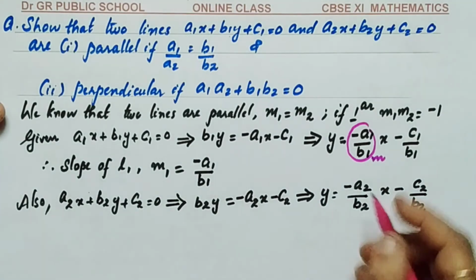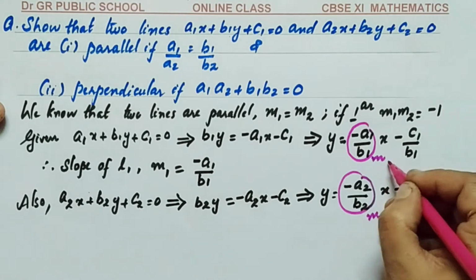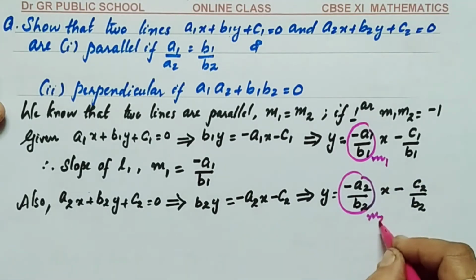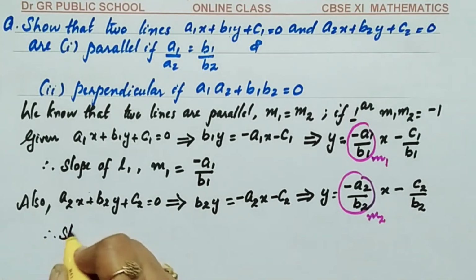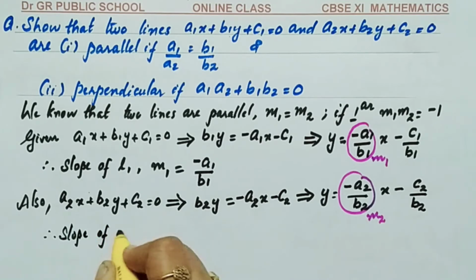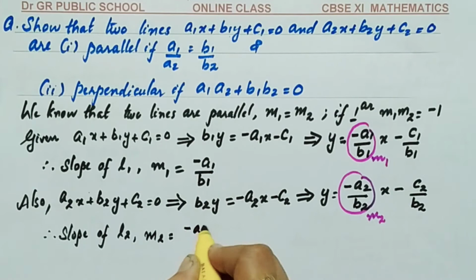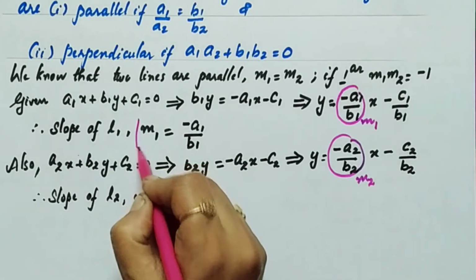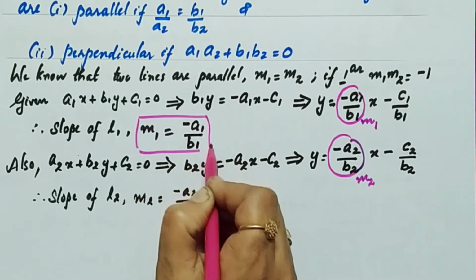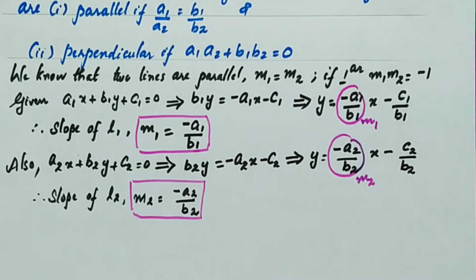Now, this equation also gets arranged in the form y equal to mx plus c. This slope you can think as m1, this you can think as m2. Therefore, the slope of the line L2, m2, can be taken as minus a2 by b2. Thus, we got the two slopes. From the first line, you got the slope m1 and from the second line, you got the slope m2. Now, we need to prove the conditions for parallel and perpendicular.